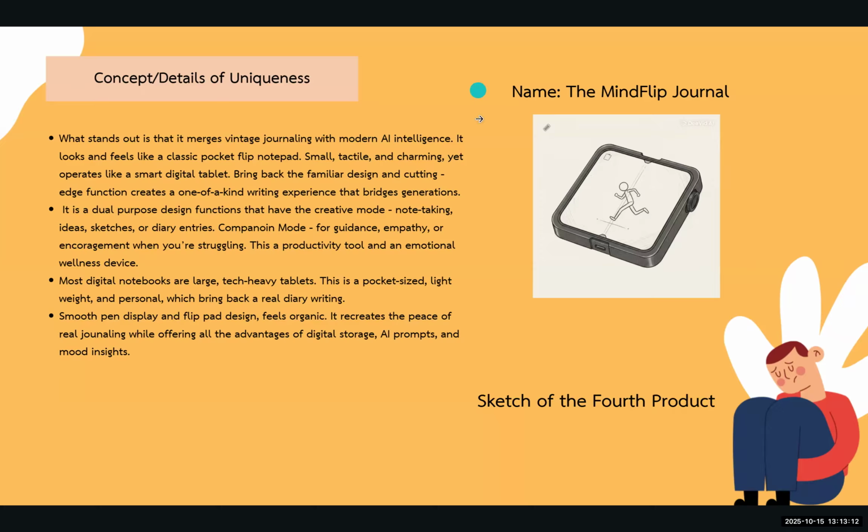So based on that, I will be introducing a Mind Flip Journal, a pocket-size flip notepad that brings back the feeling of real journaling while keeping the intelligence of AI. It looks like a small vintage notebook you can hold in your hand, with a flip cover and an e-ink screen that feels like real paper. Inside, it's fully digital, so you can take notes, write freely, and let a built-in AI companion guide you through your thoughts.